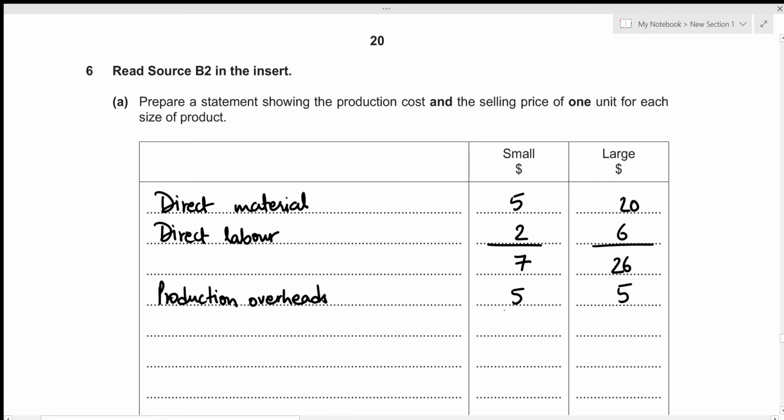Now, if we add our total direct cost to our production overheads, we can get the production cost per unit. Let's figure that one out. Okay, for small, that's just going to be 7 plus 5, which is 12. And for large, that's going to be 26 plus 5, which is going to be 31. Now we need to divide our selling and administrative overheads as well. Let's write it down.